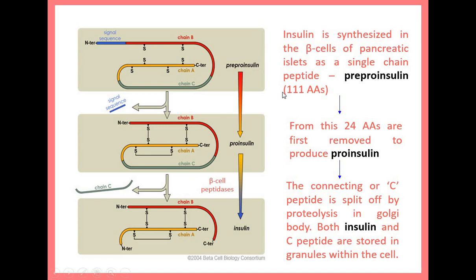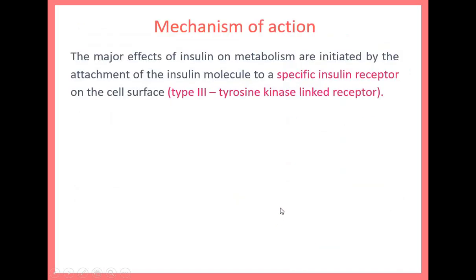So this is initially 111 amino acids, from where 24 amino acids are removed, and finally it leads to synthesis of insulin, which has a 51 amino acid structure. So synthesis is quite complicated, but we have tried to simplify it. Moving towards another important segment, that is mechanism of action.